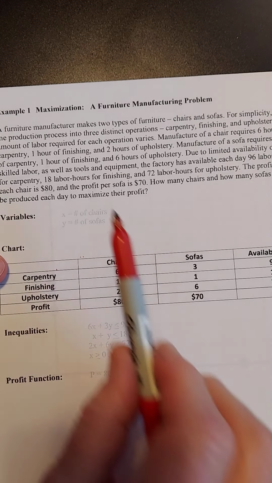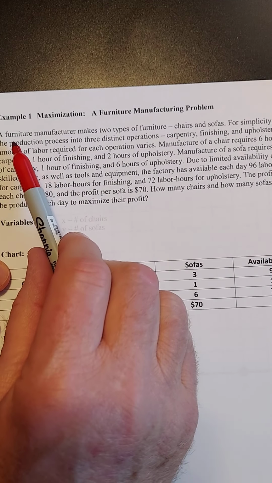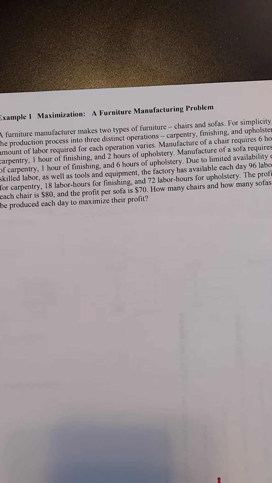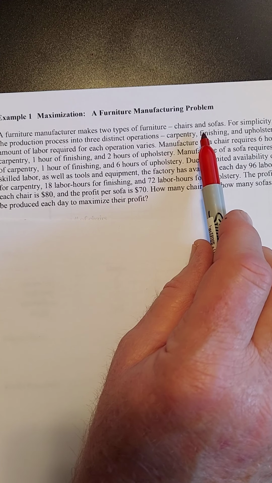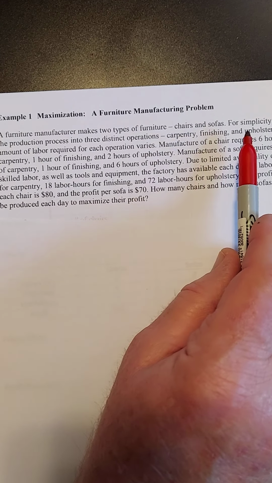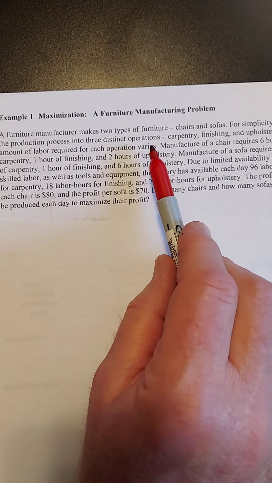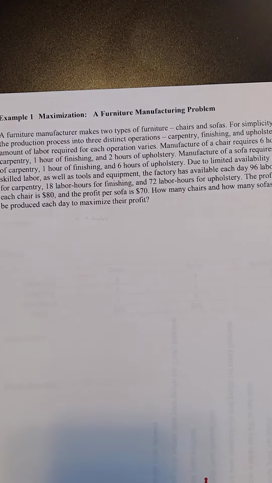Okay, so here's the problem that they have in the book. I'm just going to read through it. It says a furniture manufacturer makes two types of furniture, chairs and sofas. For simplicity, we're going to divide the production process into three distinct operations: carpentry, finishing, and upholstery.